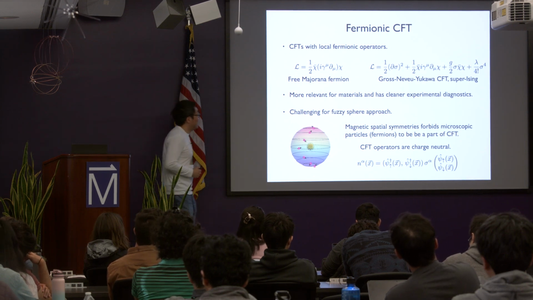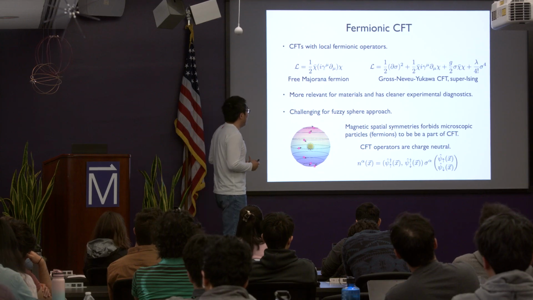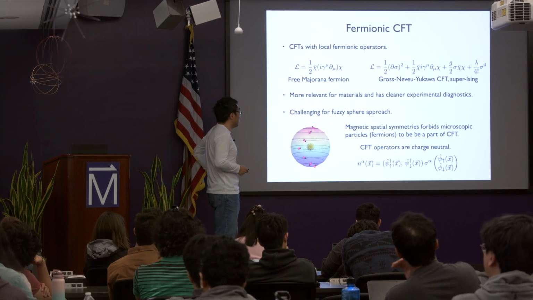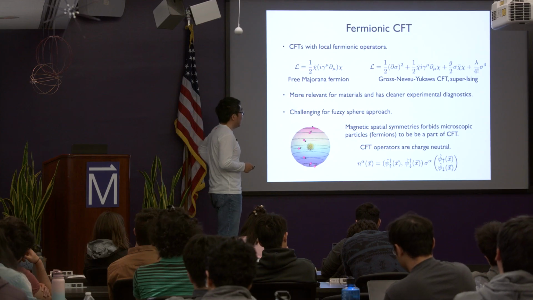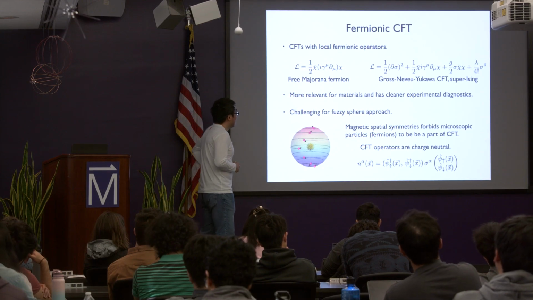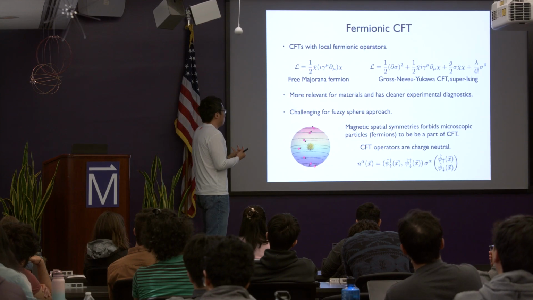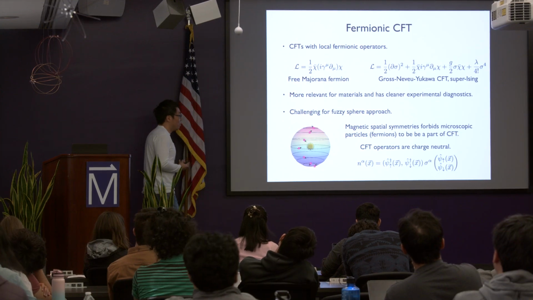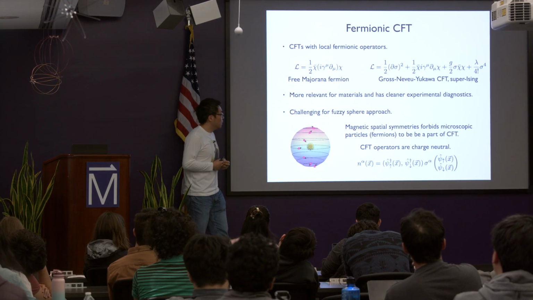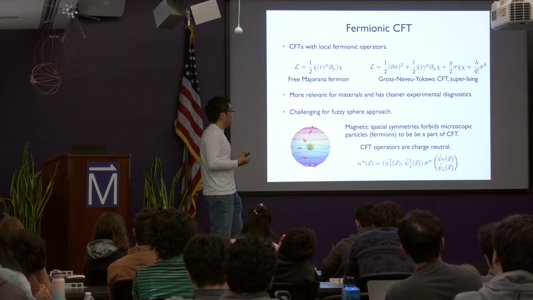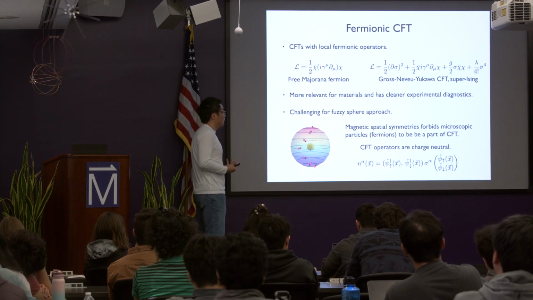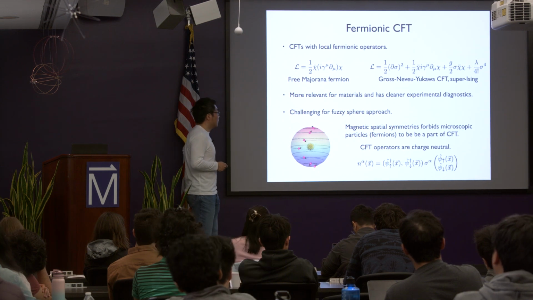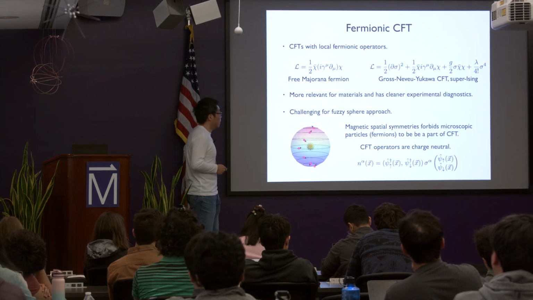But these fermionic CFTs are somewhat challenging for the fuzzy sphere approach. The reason comes from the so-called magnetic spatial symmetries, right? So remember that although our models are mostly built using fermions, just like Ising transitions, those fermions cannot really be part of the CFT. They have to be decoupled in the infrared. The reason comes from these magnetic spatial symmetries.